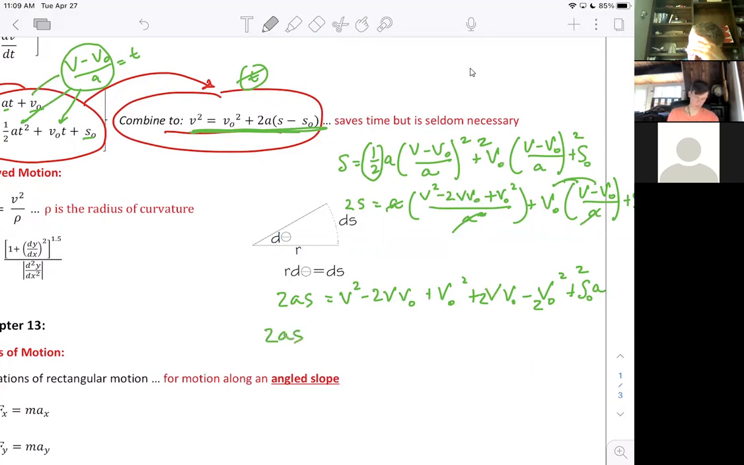So 2as on this side, and I see this is almost the same, so I'm going to subtract it over to the other side as well. And then take a look at what I've got here. I've got a v squared, that's gone. And then I've got a minus 2v v0 plus 2v0. And then I've got minus 2 of them plus 1 of them, which is just minus 1 of them. And so perhaps you can see the equation up above then.